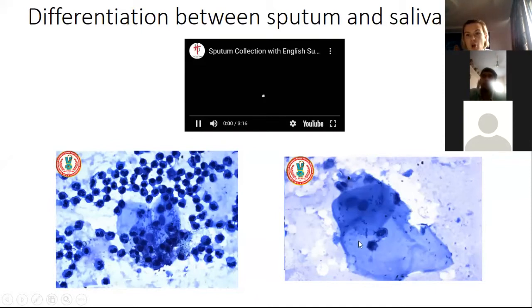Look at this video, how we can take the sputum from the patient.